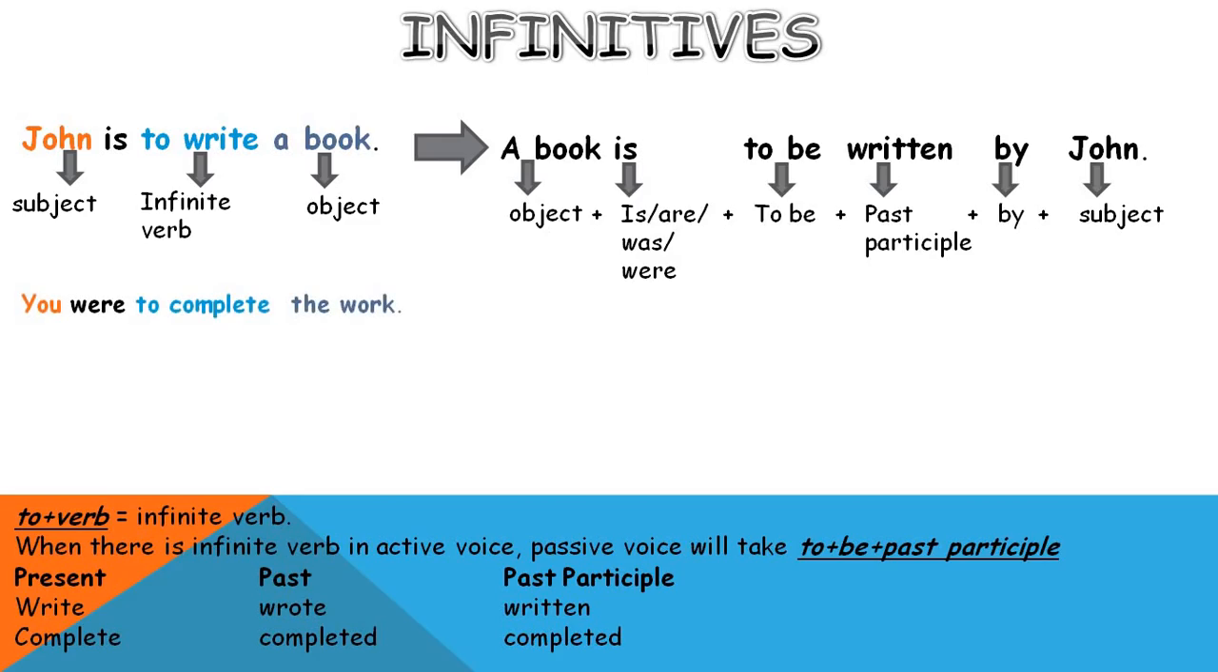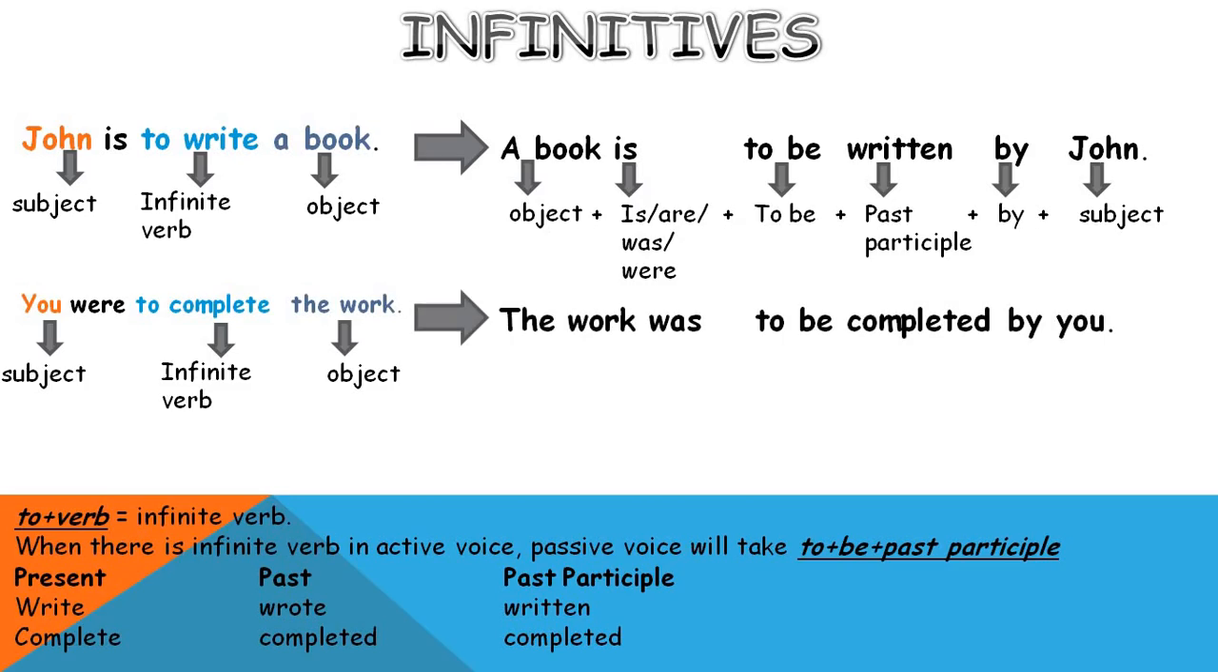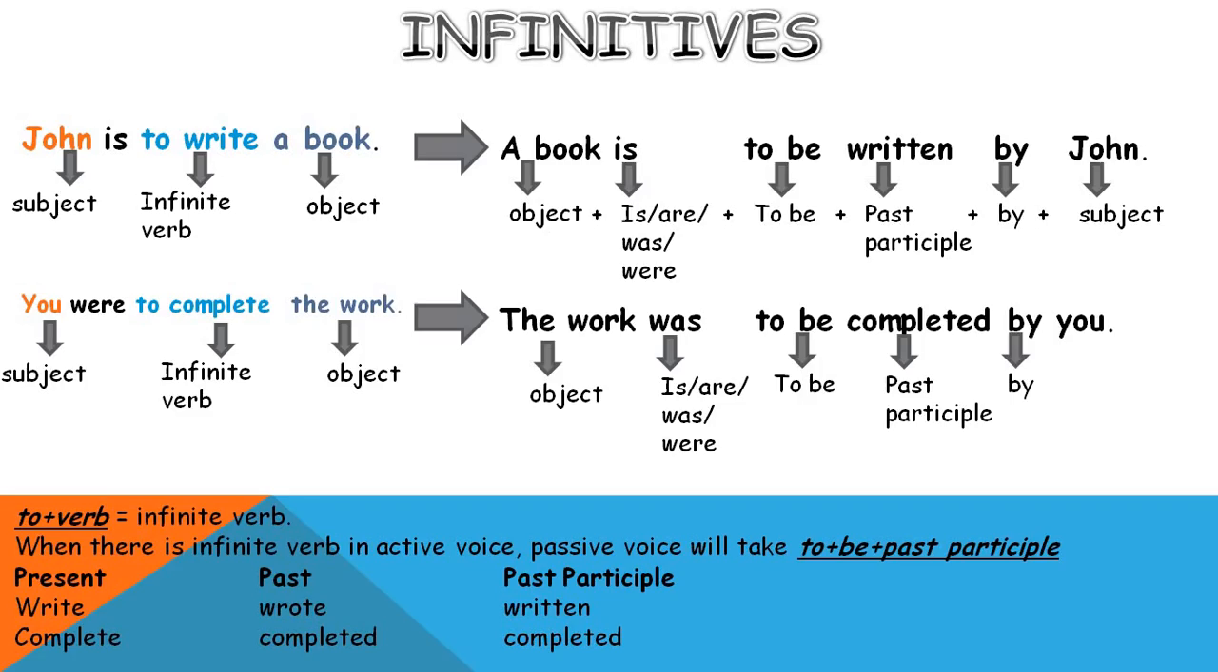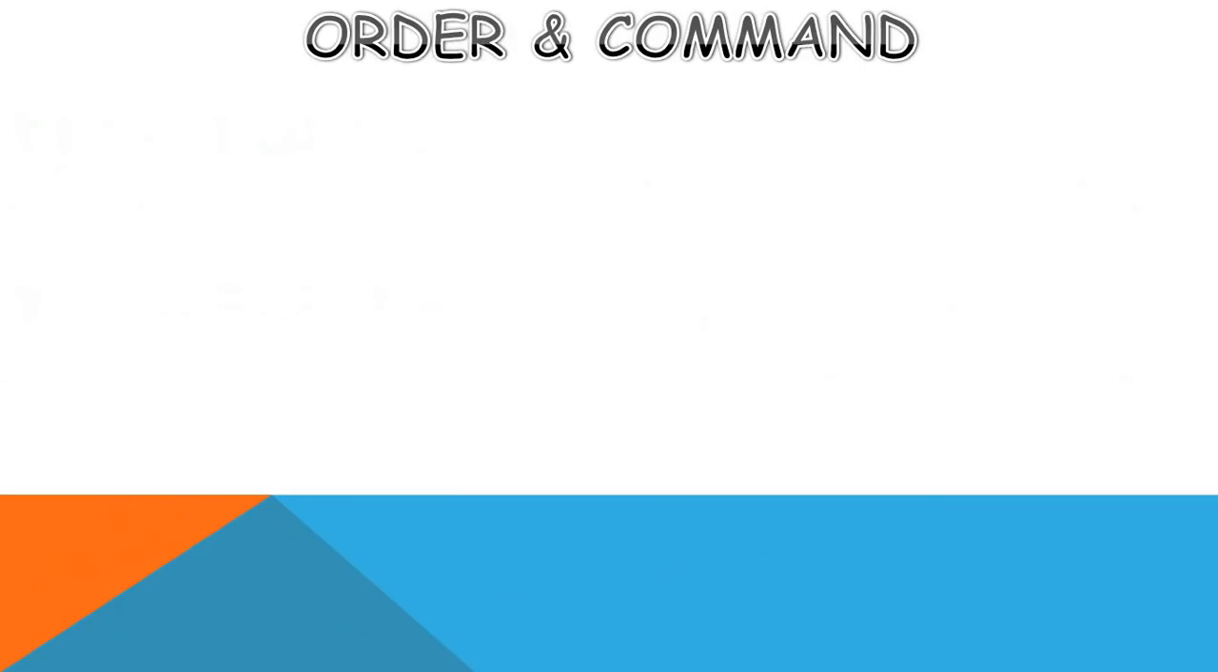You were to complete the work. Identify the subject, verb and object. You is the subject. To complete is the infinitive verb. The work is the object. How will you convert this to passive voice? Bring the object to the front, the work. Because it's a past tense, you will write was. To will become to be. Complete will become completed, which is the past participle, plus by, plus you will remain the same, that is you, which is the subject. Alright.